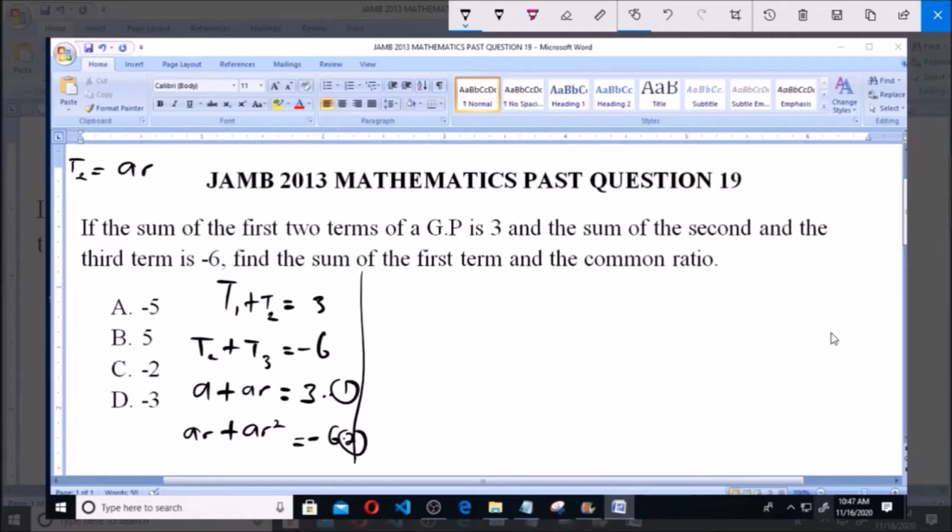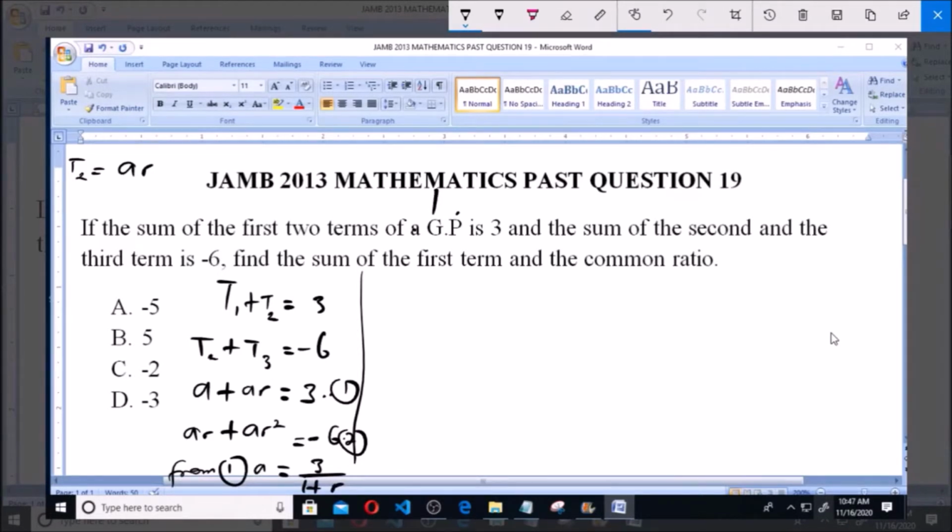So from equation 1, we have that A is equal to 3 all over 1 plus R. A is equal to 3 all over 1 plus R. Now how do we get this?